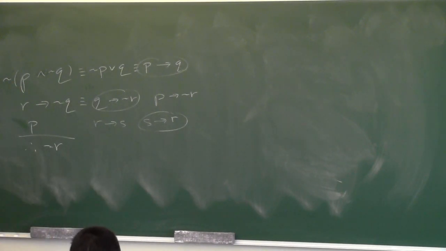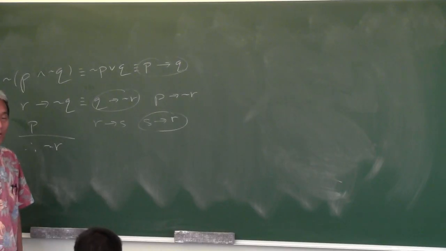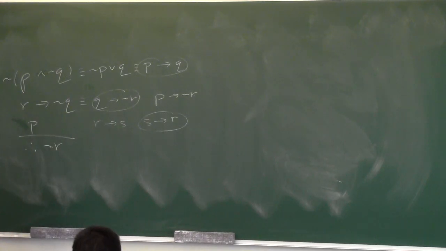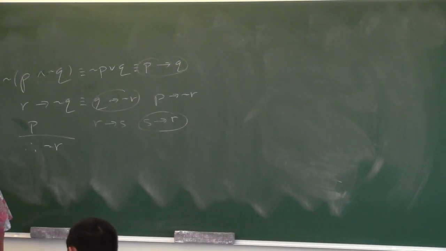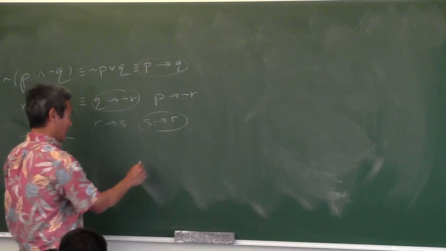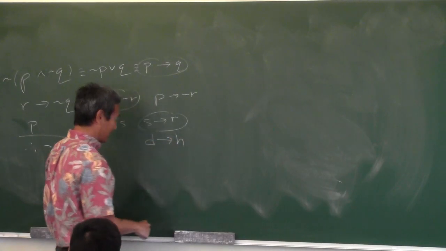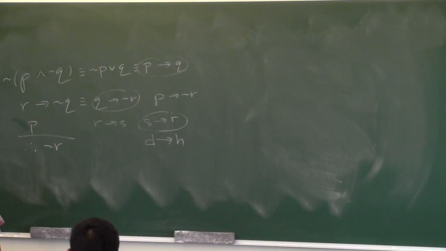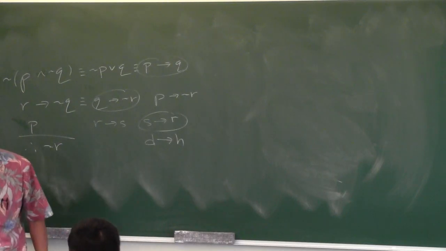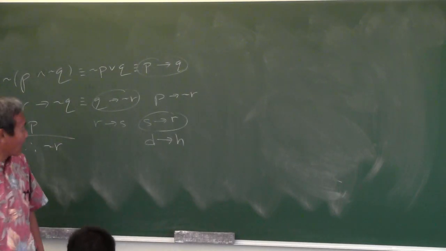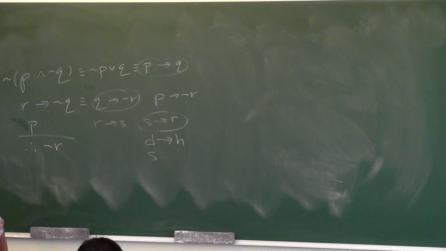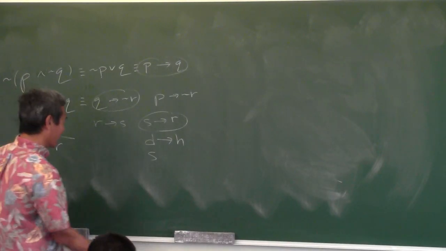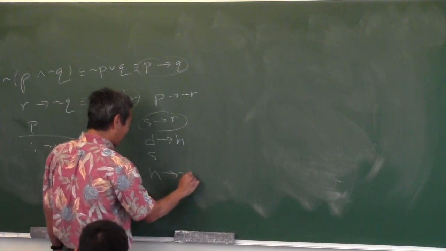Okay, next one. If he has found a date, Kimo is happy. Okay, what do you want to call it if he finds a date? D, and then what? We want H for happy? Okay, so how do you symbolize that? If he finds a date, then he is happy. If he finds a date, then Kimo happy. Next one. I'm just doing the problem for you. I fell into your web of deception again. Kimo is studying hard. S. If Kimo happy, then it is not raining. If Kimo happy, then not raining.